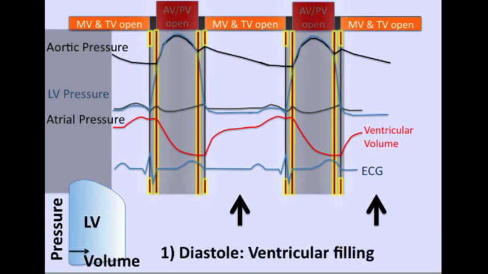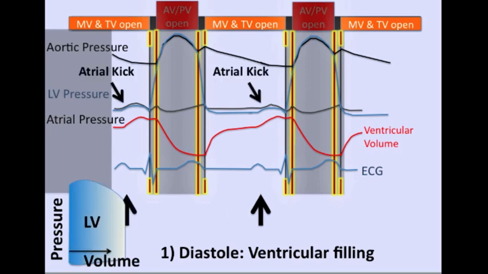So next we have diastole. Ventricular filling is occurring here, and we can see this on our red ventricular volume line as it gradually increases. Now towards the end of diastole, we have the P wave on the EKG, and that represents atrial contraction. That gives us our atrial kick, and that accounts for about 15 to 20% of our preload, i.e. our left ventricular end diastolic volume. And this is the end of diastole.